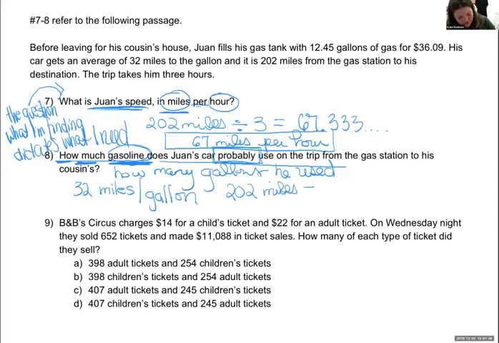This is the total trip. And we want to take that total and break it down. If he's going 202 miles, the first 32 miles used 1 gallon. The next 32 miles use 1 gallon. The next 32 use 1 gallon. So I agree with you.